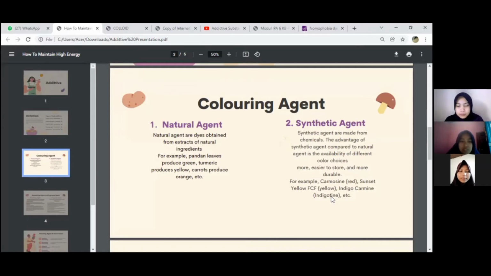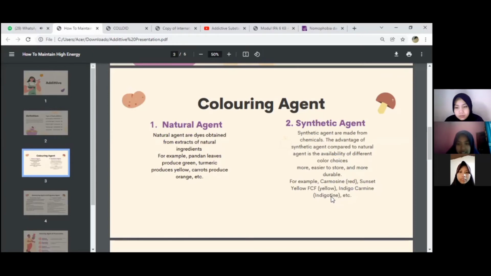For example, pandan leaves or suji leaves, which when we put them into the food, or maybe squeeze them with water and filter it, will produce a green color. And other examples are turmeric, which produces yellow color, carrots produce orange, and so on.